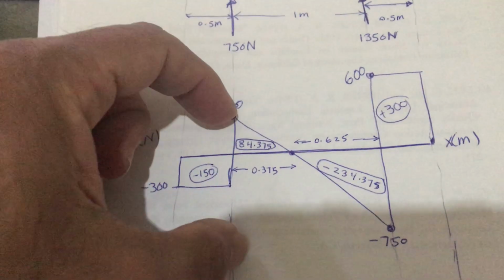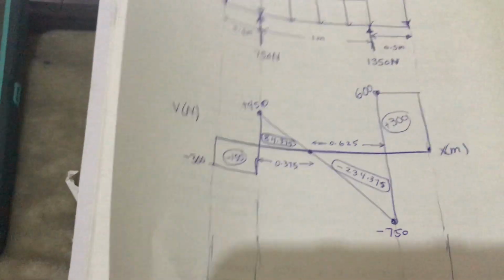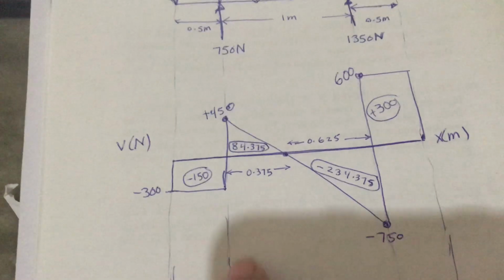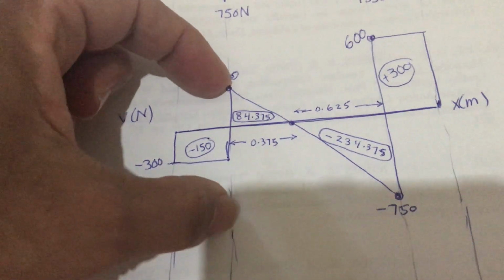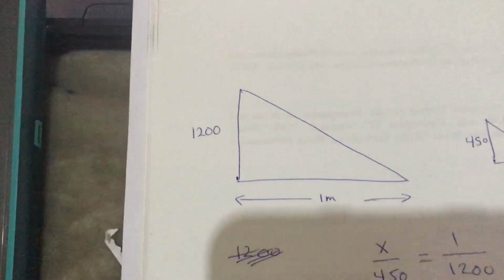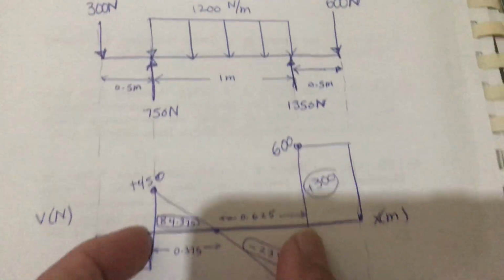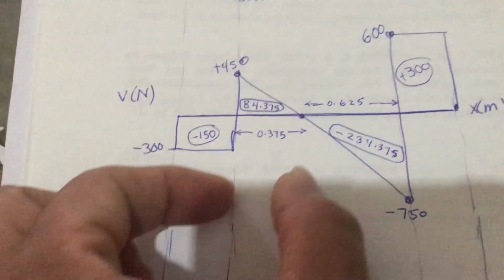So the total triangle, 450 plus 750, is 1200, and the whole distance is 1 meter. So if you make the whole side of the big triangle 450 plus 750, it is 1200. And the whole distance is 1 meter. Let's take the small triangle, 450, and we need to find this x.